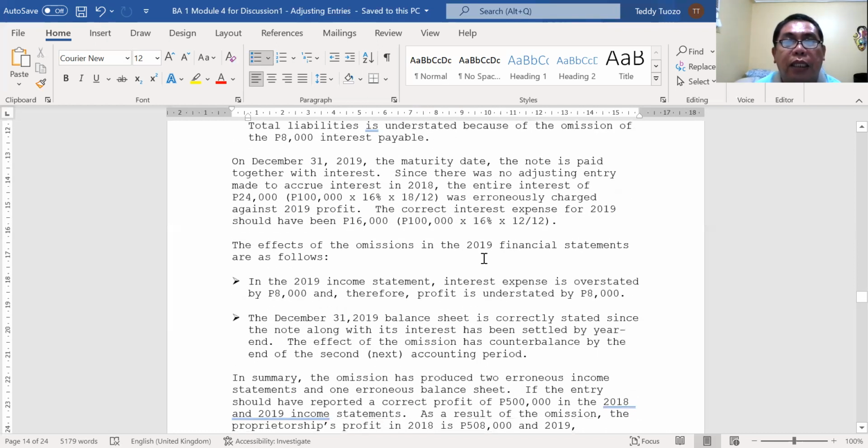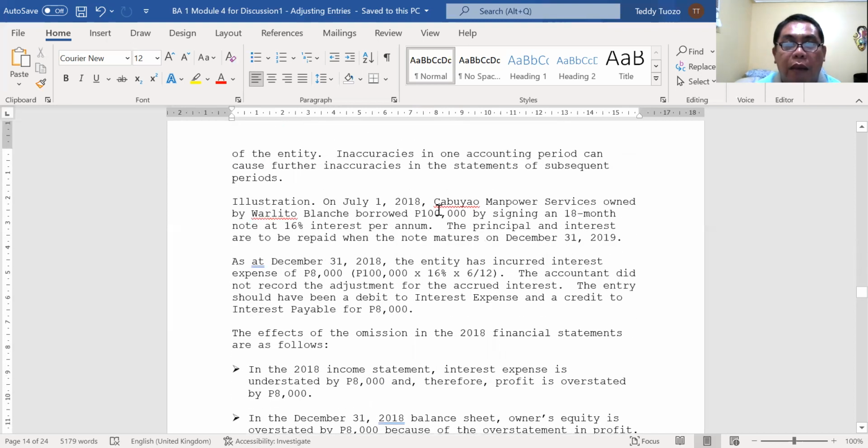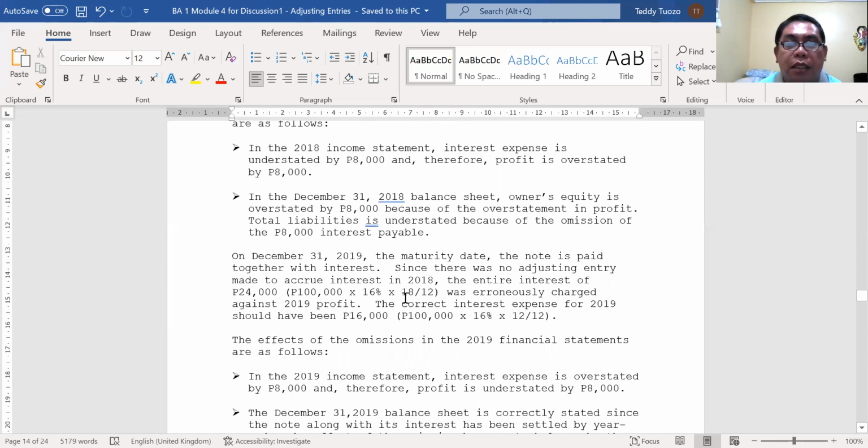Okay, December 31, 2019, the maturity date. The note is paid, granting that the note is paid together with interest. Since there was no adjusting entry made to accrue interest in 2018, the entire interest of 24,000, that is 100,000 times 16% times 18/12. Okay, what is the maturity? 1.5 years. July 2018 to December 31, 2018 is 6 months, and the entire year 2019 is 12 months. That's why it is 18 months.